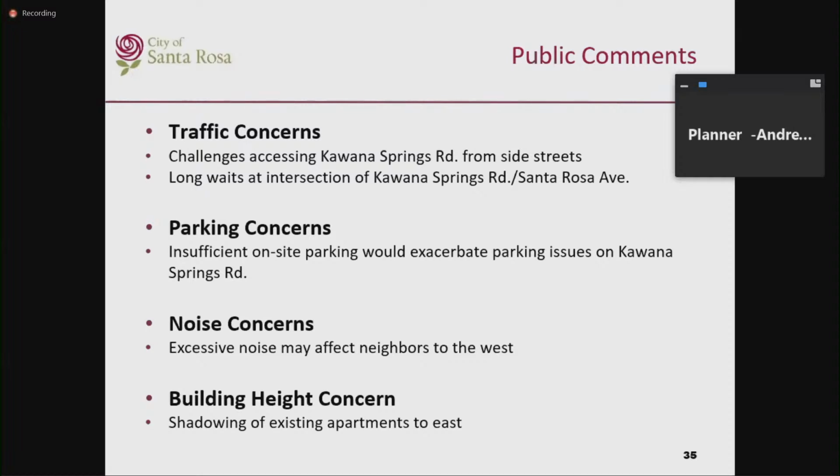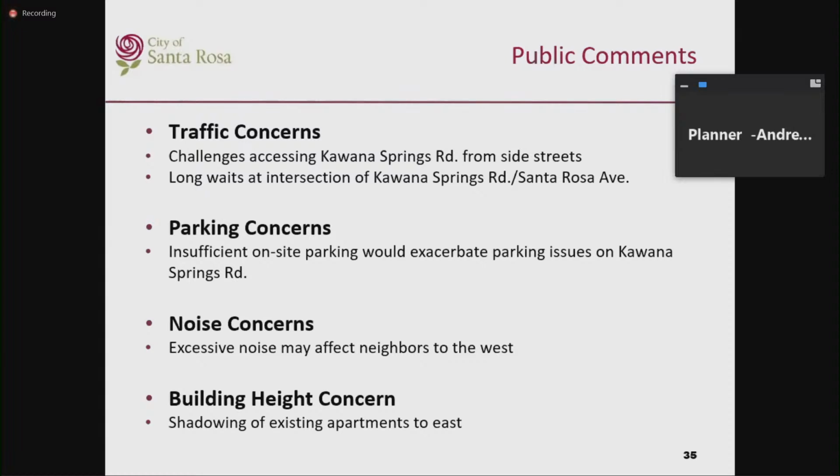There were also concerns that insufficient on-site parking would exacerbate parking issues on Quanah Springs Road. The project is proposing 89% of the required parking and has applied a concession to the minimum parking requirement. Planning staff does find that parking is adequate for this site because of the robustness of the multimodal network, as well as the proximity of commercial goods and services.